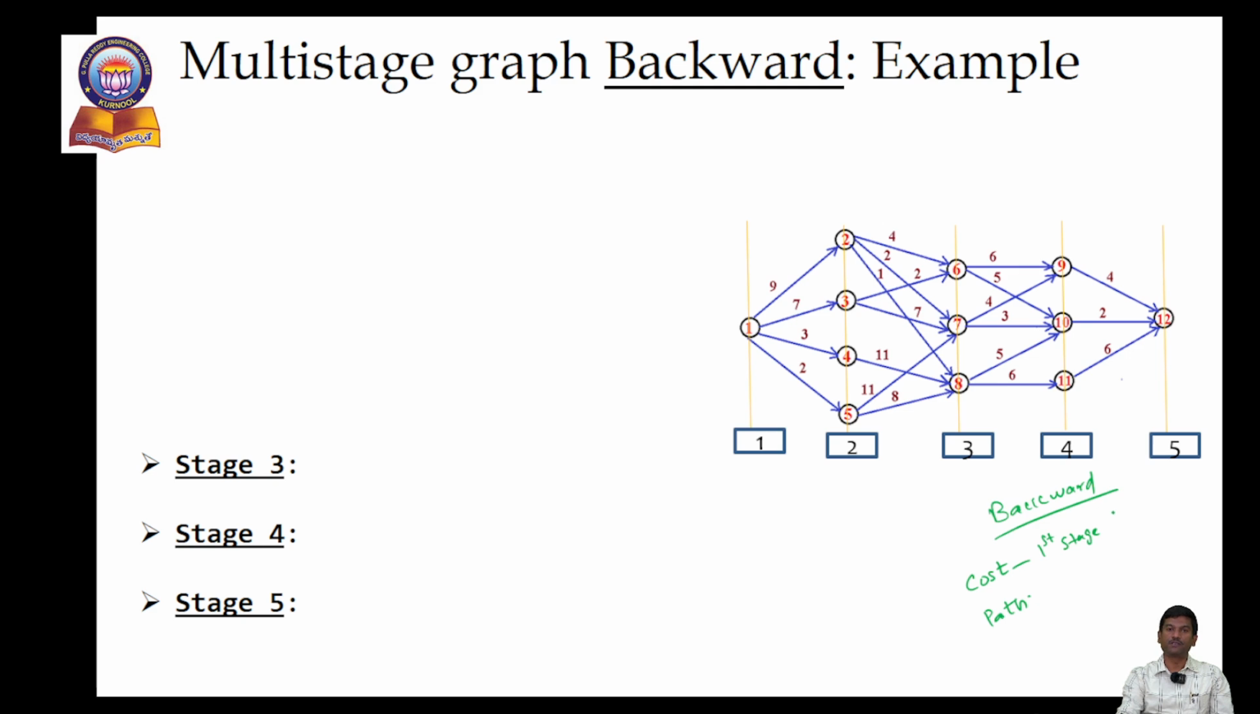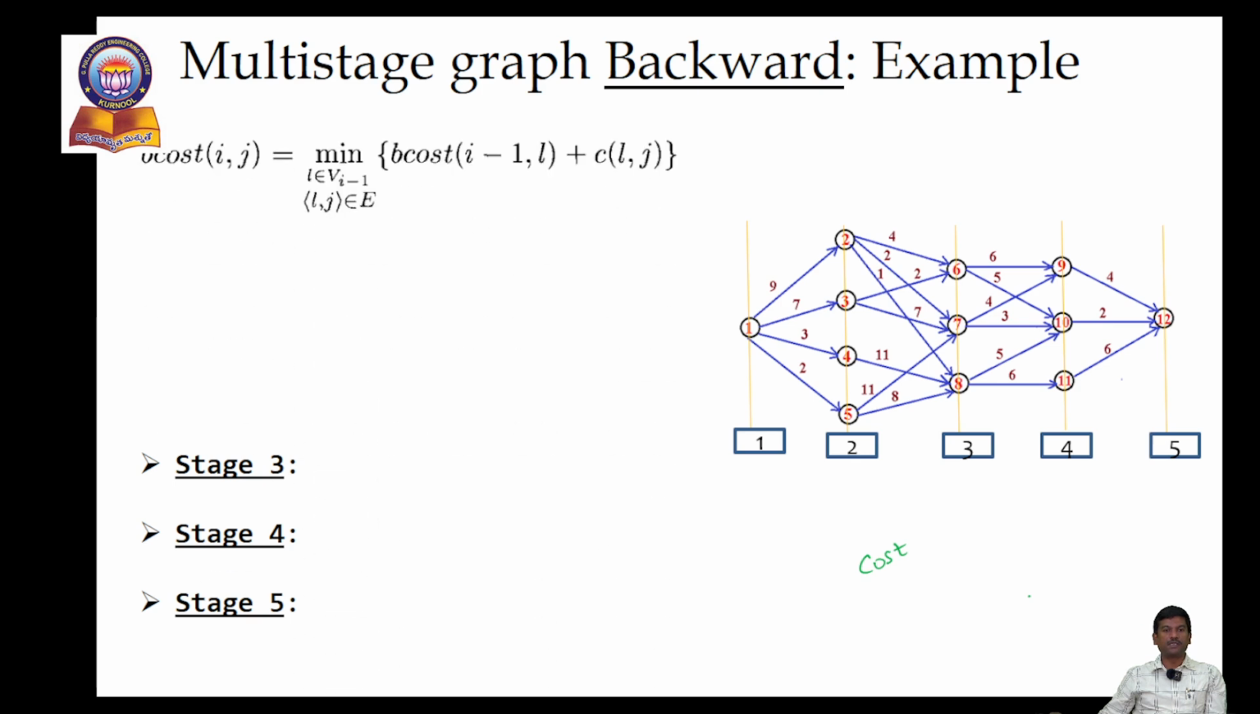You need to find the cost from the first stage and go to the last stage. Similarly, the path is from the reverse, I mean from the destination to the source vertex. That is what I have explained about the backward approach. So the first thing that you have to do within the backward approach is you need to find the cost. As I mentioned, it has to be started from the first stage.